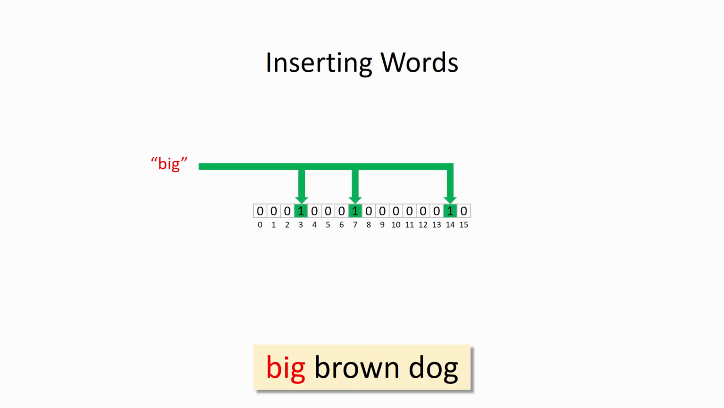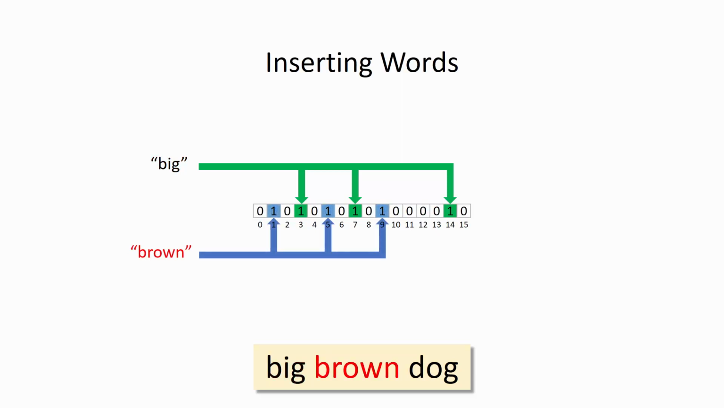Let's add the term big. Our Bloom filter is configured with a number of hash functions that map term text to bit positions. In this example, I'm using 3 different hash functions to map the term big to 3 different bit positions. Adding big involves setting these 3 bits.